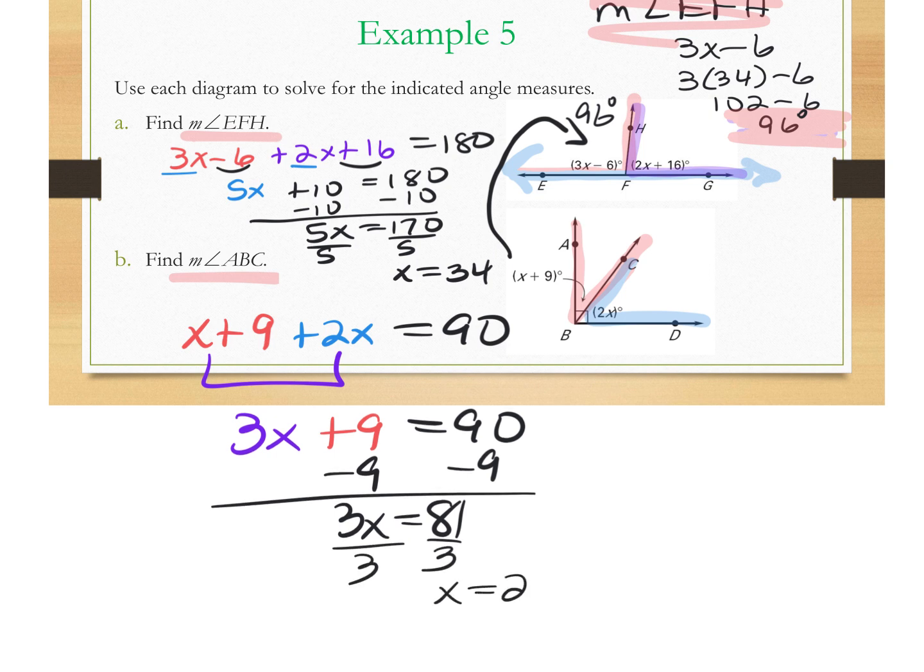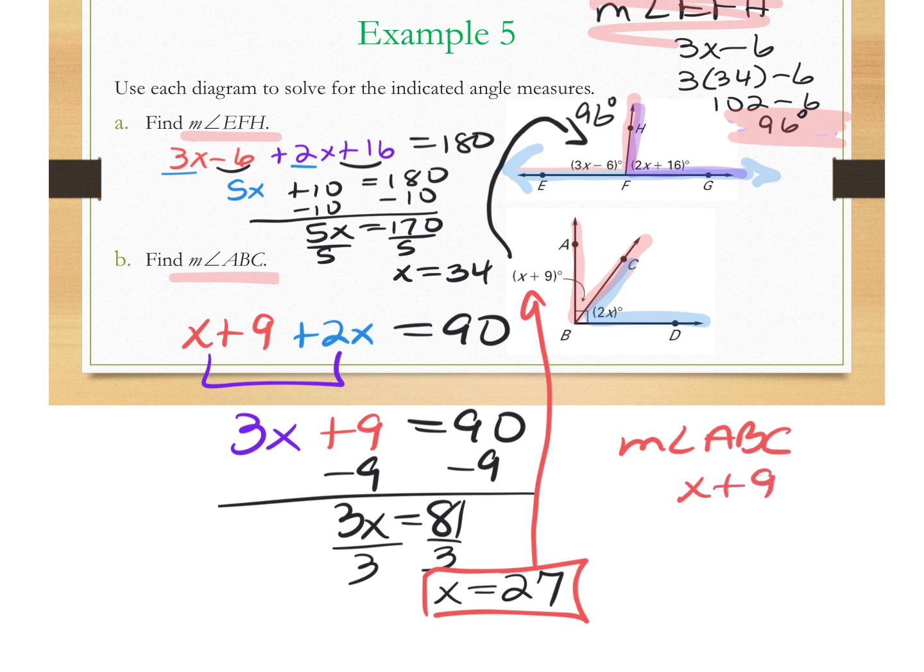And x equals 27. Didn't ask for x. It wanted ABC. So I take my newly found value of x, and I'm going to plug it in. The measure of ABC was x plus 9. So 27 plus 9, and it's 36 degrees. If it asked me to find angle CBD, I would have done 2 times 27, and that angle would have been 54. And again, you can confirm by adding them and make sure they add up to be 90. But on the test, make sure you read precisely what I'm asking for.